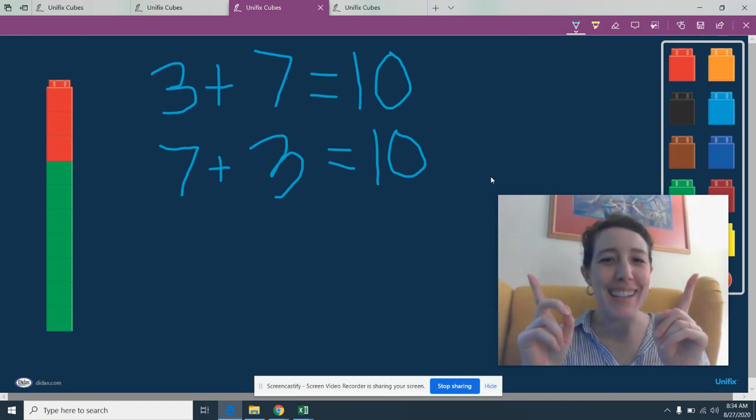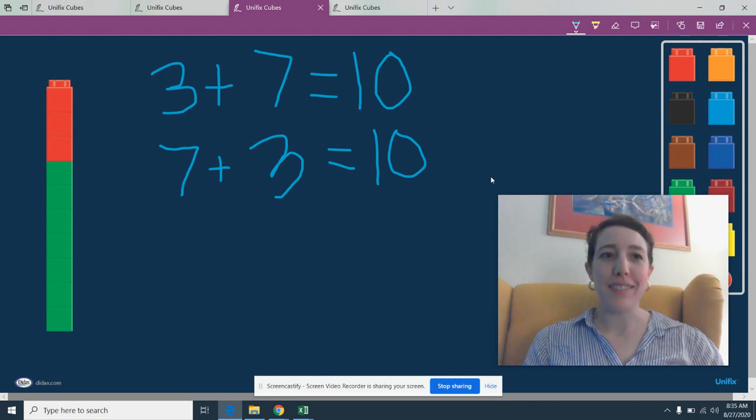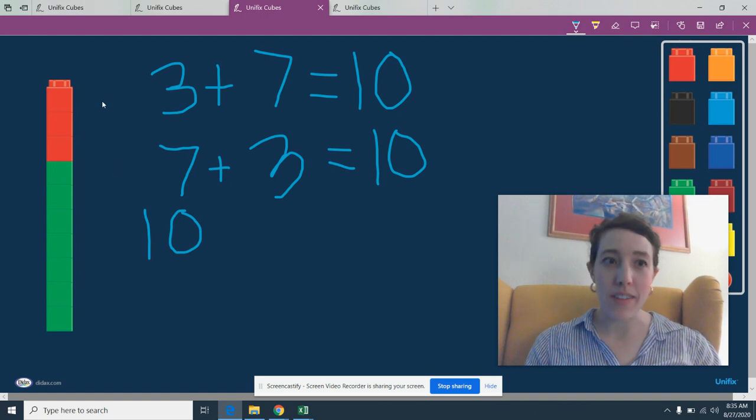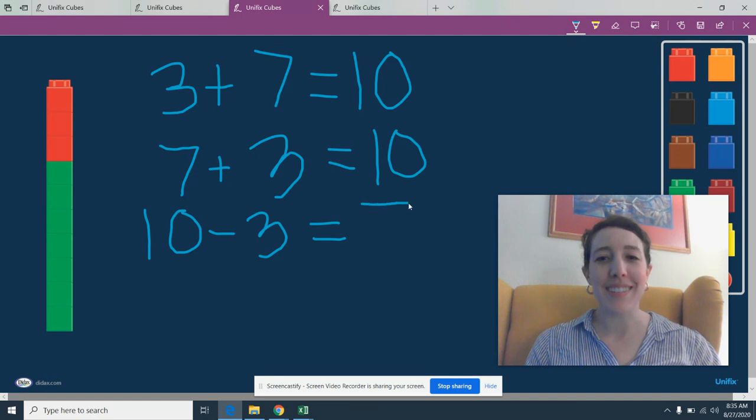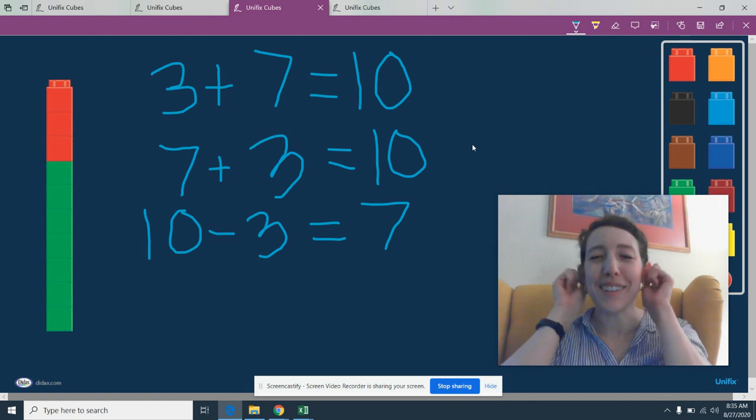Alrighty, I'm not done guessing. Some of you might have seen this as a subtraction problem. Maybe you started out with the number 10 and you knew that there were 10 altogether. So if you took away your 3 red Unifix cubes, 10 minus 3 would equal 7. Let's see. If you have 10 minus 3 equals 7 on your paper, I want you to wiggle your ears. Will you wiggle your ears if 10 minus 3 is on your paper?